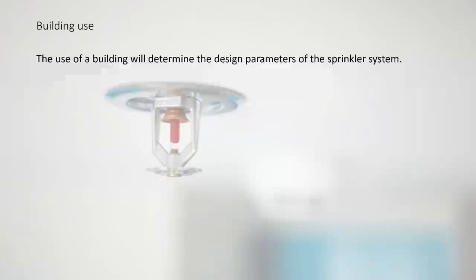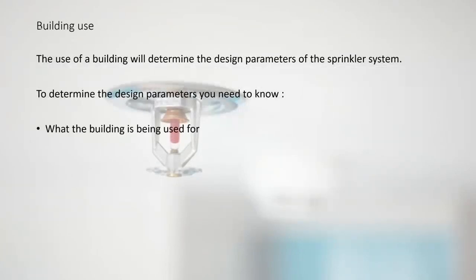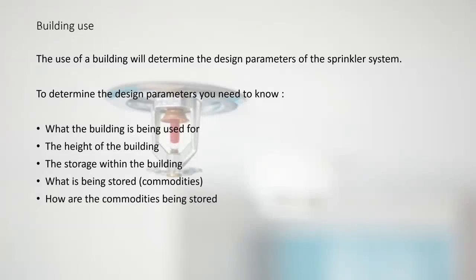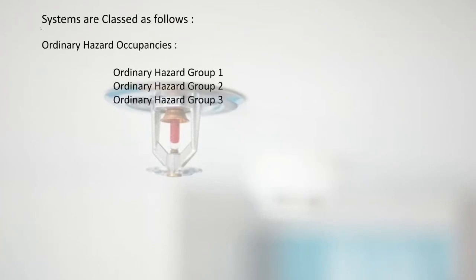The use of the building will determine the design parameters of the sprinkler system. To determine the design parameters, you'll need to know what the building is being used for, the height of the building, storage within the building, what is being stored, the commodities, how the commodities are being stored, and you need to then take that information and use TBs to determine what you're actually having to put in.